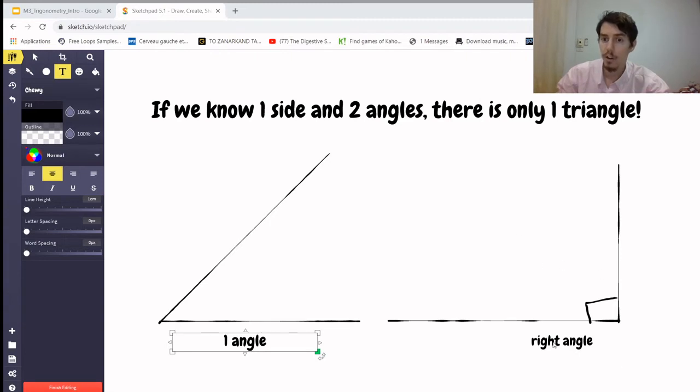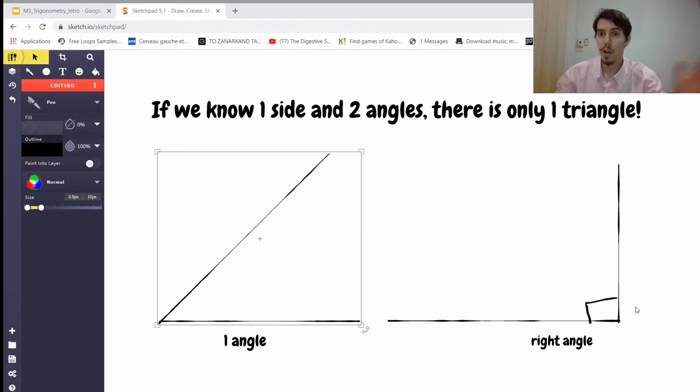So here, if this angle is 90 degrees and this angle is 45 degrees, then angle number 3 would also be 45 degrees. Okay, so now we know the 3 angles of the triangle. We already know a lot of things. So now what I can do is take the right angle and the other angle and put them together, and we'll see what happens.